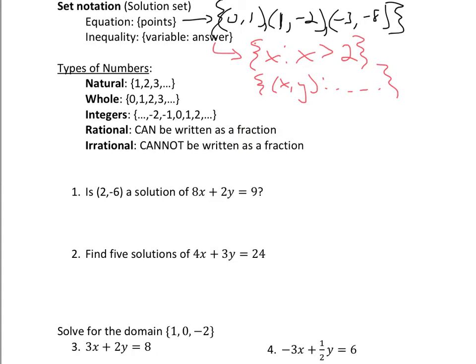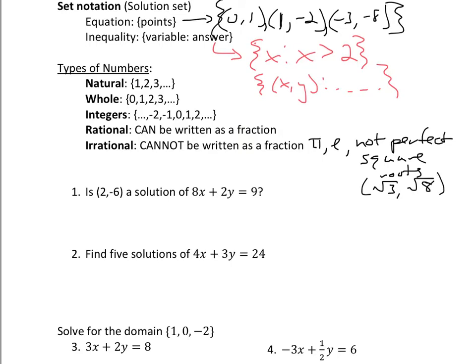So irrational pretty much is pi, e, if you know what e is, and all square roots of non-perfect squares, so square root of 3, square root of 8, all that type of stuff. Anything else is going to be rational.